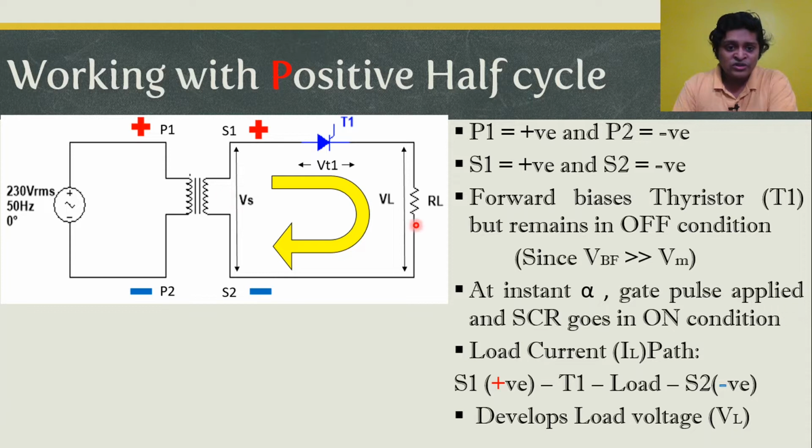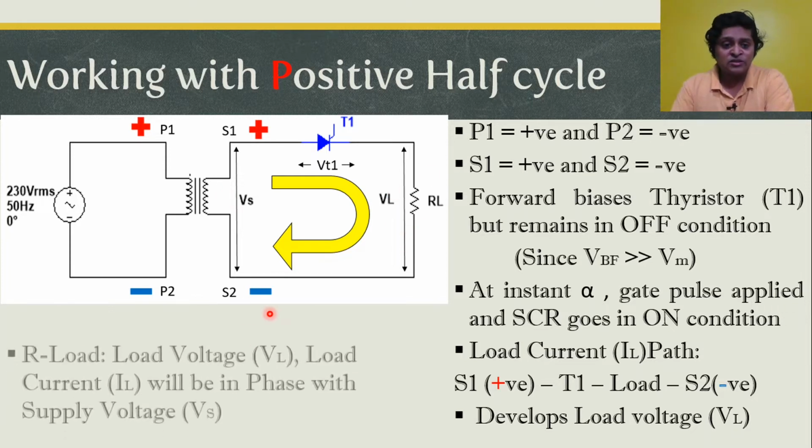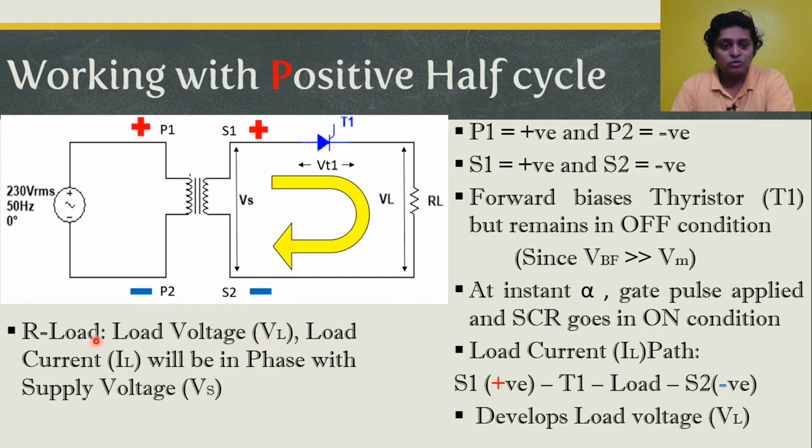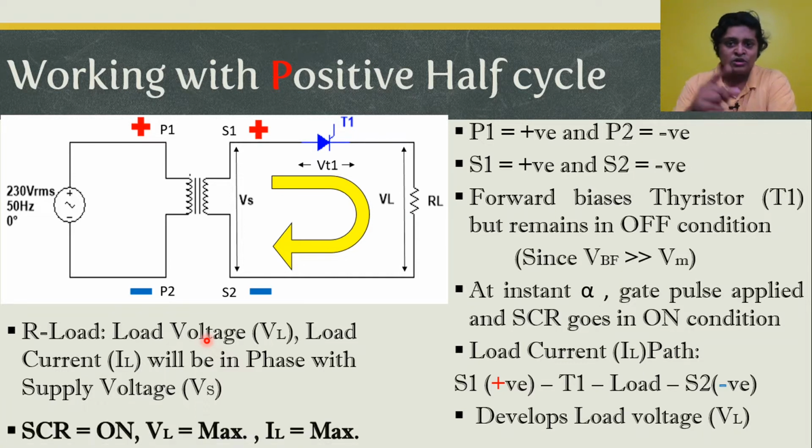Now as the load is resistive, obviously the load voltage, load current and the supply voltage will be in phase. The load voltage and load current will be in phase with the supply voltage. That is the key thing which we would like to mention here. To sum up this mode, the SCR goes into on condition, and we get a maximum load voltage and obviously a maximum load current for this particular waveform.